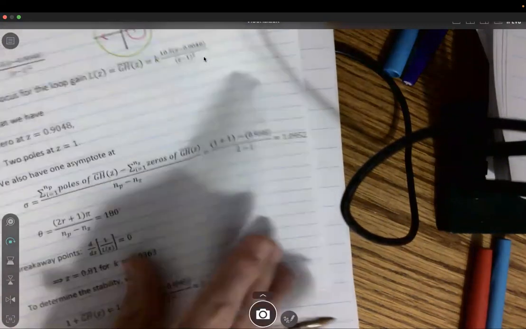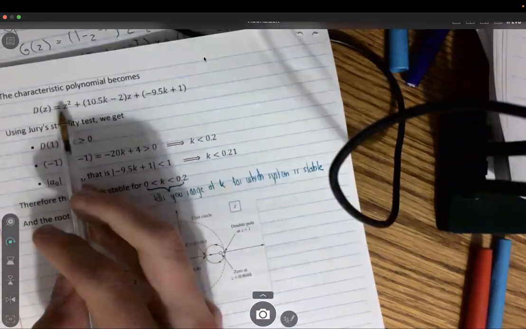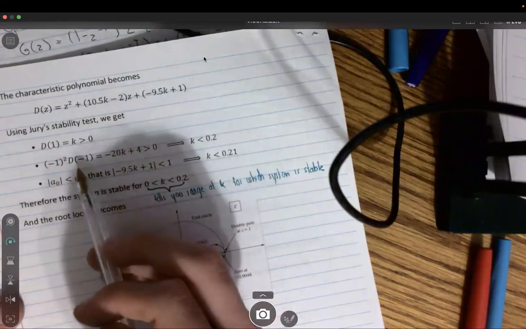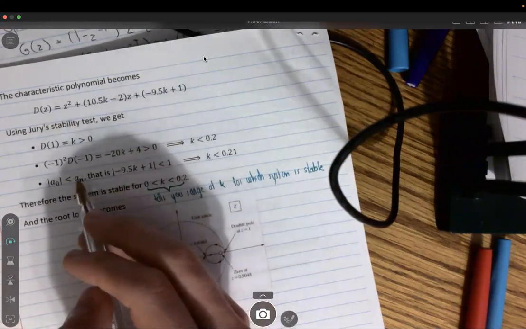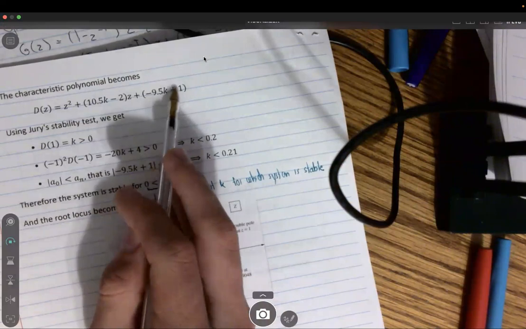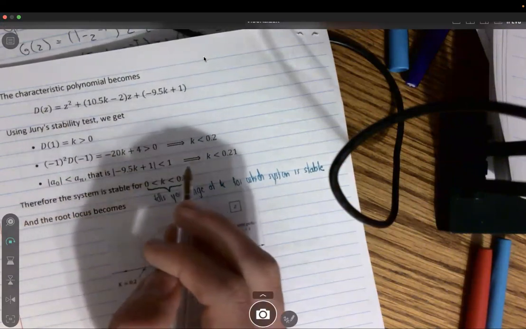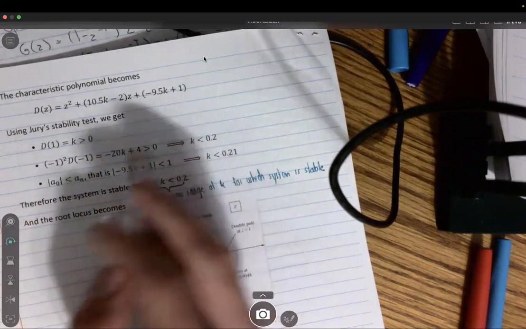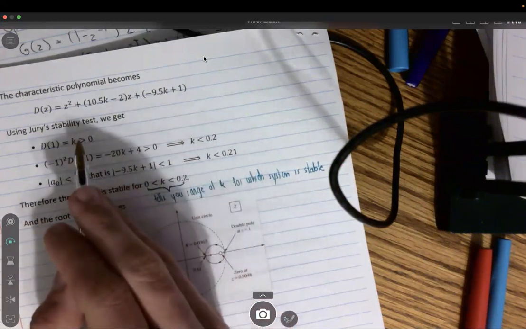And what you're going to notice, though, is he applied the stability test here. So from his characteristic polynomial, he applied D(1), then he plugged in -1. And since it's second order, he just noticed that we only have to look at this last term here, which is our a naught, and check if it's less than a_n. Solving for k, he got the value here: K must be greater than 0 and less than 0.2 to satisfy all criteria.